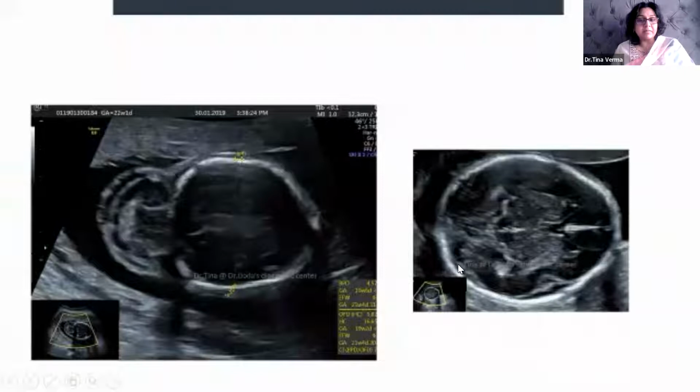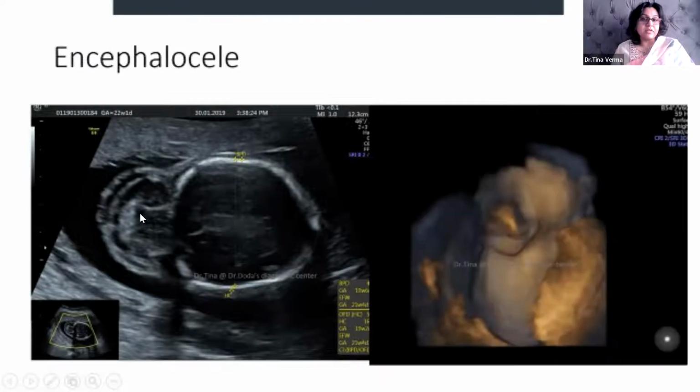Again here, transthalamic plane, normal transthalamic plane. Here, I'm seeing that the posterior skull is deficient and there is a space occupying lesion here. Intracranial contents are herniating into it. This is an encephalocele.